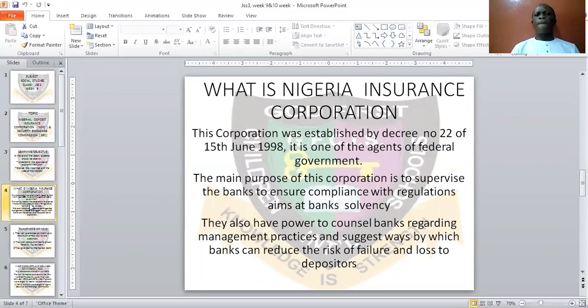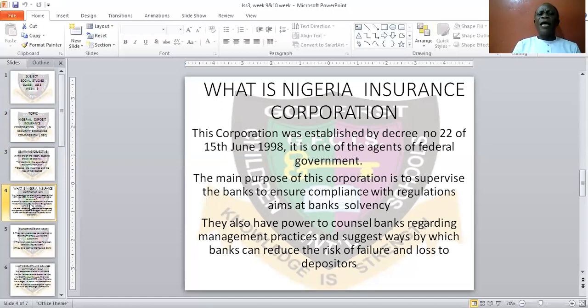So now, what is Nigeria Deposit Insurance Corporation? Yes, the story is this. This corporation was established by Decree number 22, don't forget, of 15th of June 1998. It is one of the agents of the federal government. The main purpose of this corporation is to supervise the banks to ensure compliance with regulations aimed at bank sovereignty. That is, they deal with what? With banks.